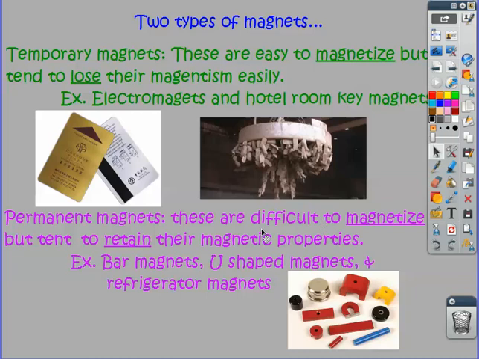Permanent magnets are very difficult to magnetize, and they retain their properties very well, so dropping it, striking it, increasing the temperature is probably not enough to demagnetize it. You'd have to melt it into just liquid metal. You have to increase the temperature that much and then reform it in order to knock those domains out of alignment.